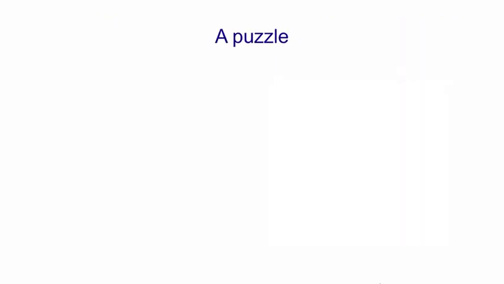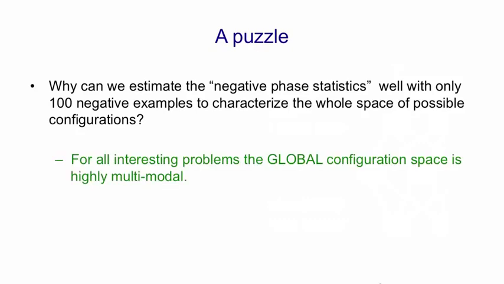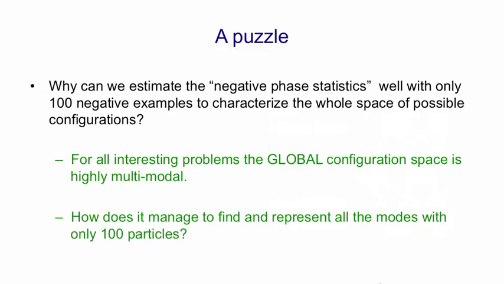So here's a puzzle. When he was learning that, he was using mini batches with 100 data examples, and also he was using 100 fantasy particles, the same 100 fantasy particles for every mini batch. And the puzzle is, how can we estimate the negative statistics well with only 100 negative examples to characterize the whole space? For all interesting problems, the global configuration space is going to be highly multimodal. And how do we manage to find and represent all the modes with only 100 particles?